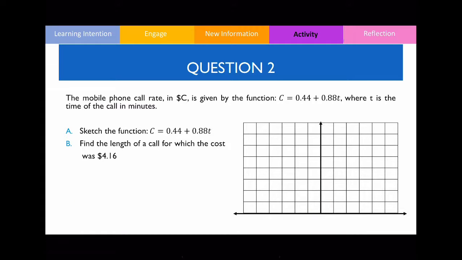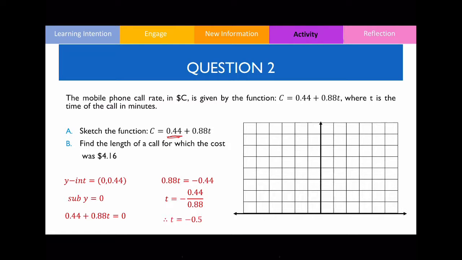Now for question 2, a very similar question. Find out your y-intercept, your x-intercept, and then graph it. Your y-intercept is going to be this constant over here, so 0.44. The x-intercept is found by subbing y = 0, or C = 0, and then rearranging. If you do that, move the 0.44 to the other side and divide both sides by 0.88. That's going to equal negative 0.5.